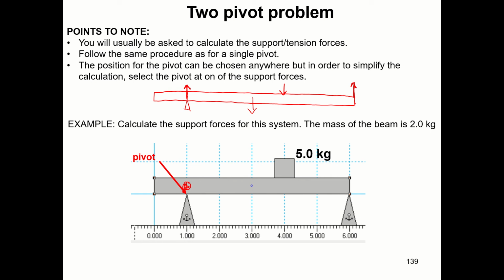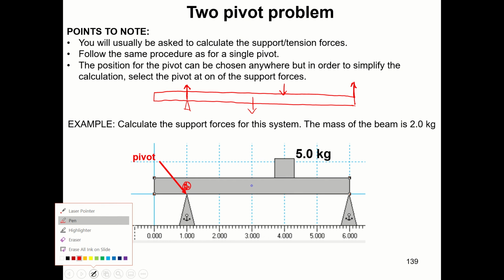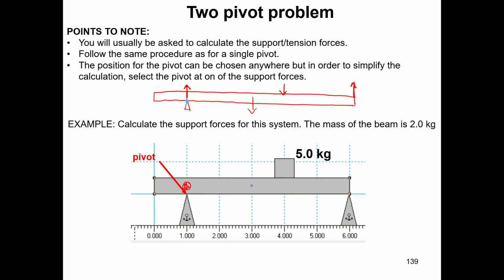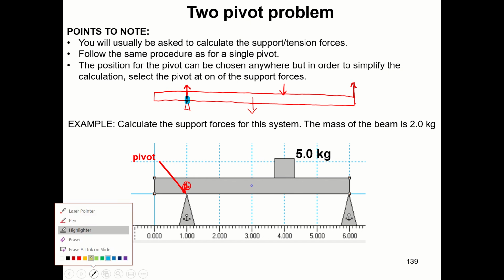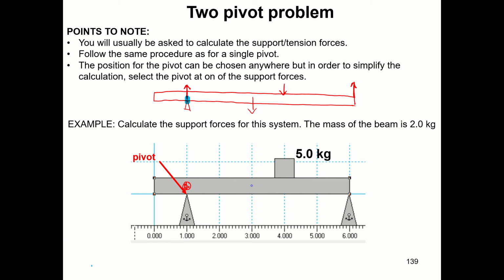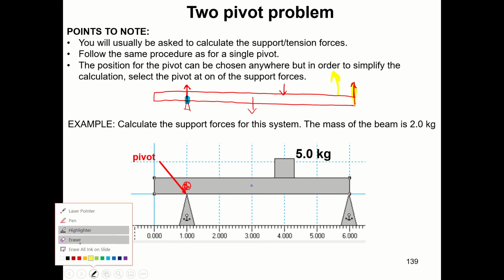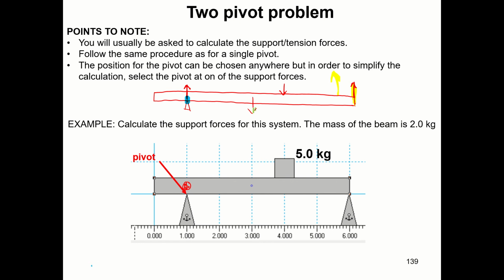So if we're taking torques about this point here, then we can recognize that this force here is going to try and twist the whole beam anti-clockwise about that pivot point I've picked. Meanwhile, I've got two forces which are trying to pull the beam clockwise.